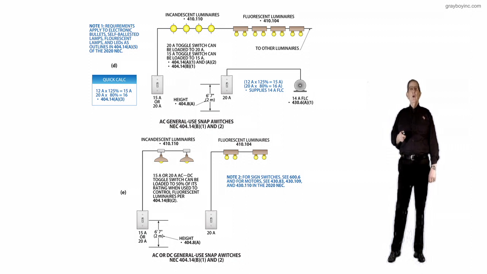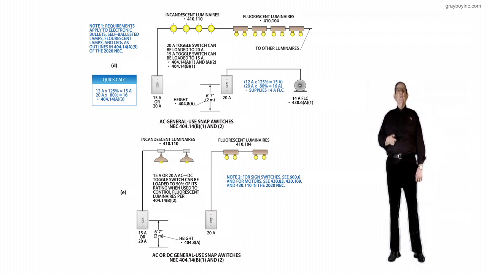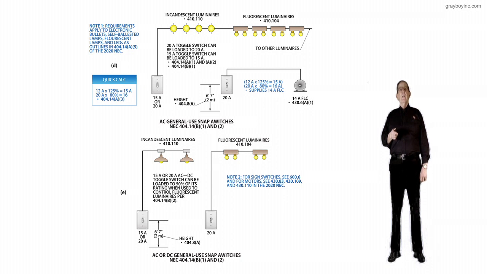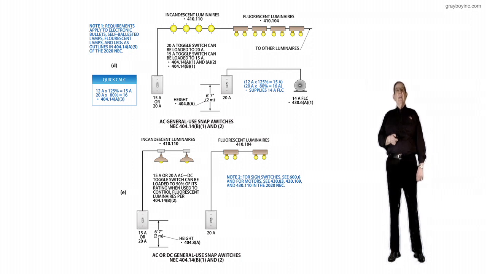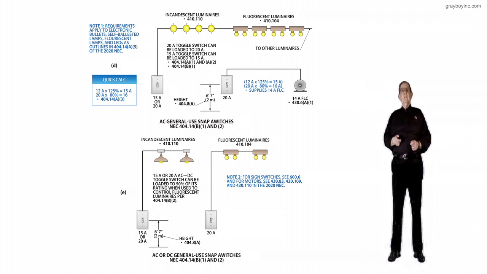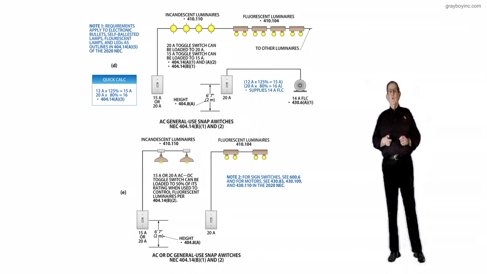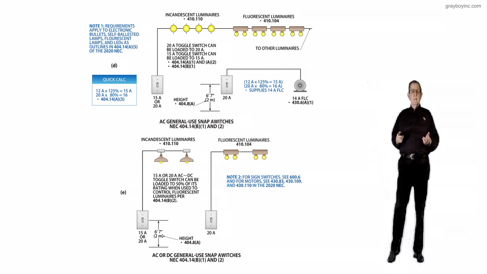Now, reviewing the notes, let's look at note one at the very top of the quick cap, D as in dog there. The requirements apply to electronic type ballasts, self-ballasted lamps, fluorescent lamps, and LEDs as outlined in 404.14(A)(5) of the 2020 NEC. Notice that you must not load these switches more than 404.14 and its subparts identify to us.